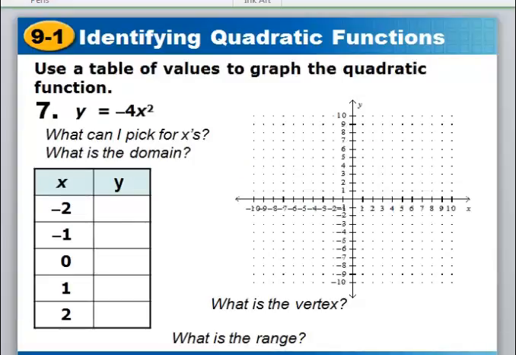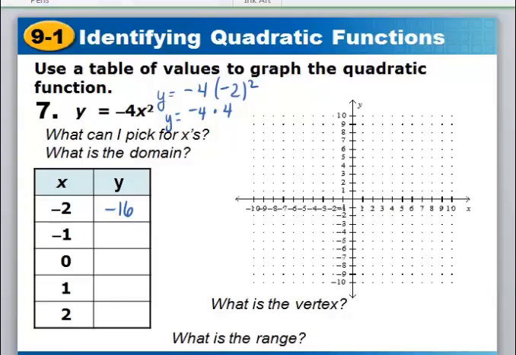Alright, for my next example, it says, use a table of values to graph the quadratic functions. And then it asks some other questions. So what can I pick for x's? I always make sure I pick some negative and some positive values. I try to just go in order to make sure I'm going to get that U shape. So this one, when we plug it in, we have to be very careful though, because it says -4 times -2 squared. So the -2 is being squared, okay, which gives me a 4, but then I'm still multiplying by a -4. So my actual y value happens to be a -16.